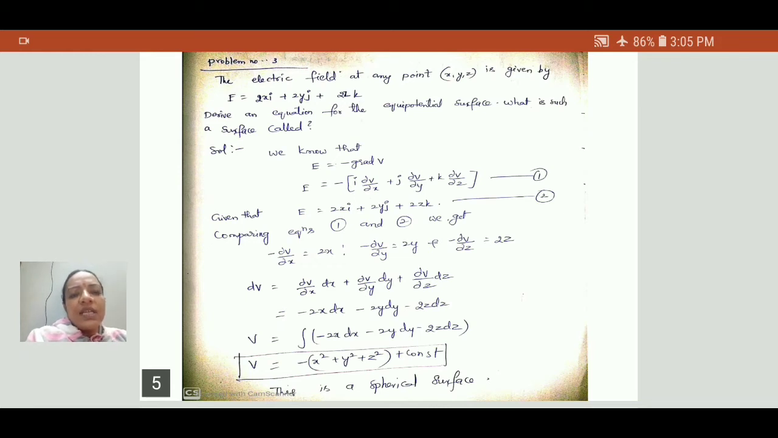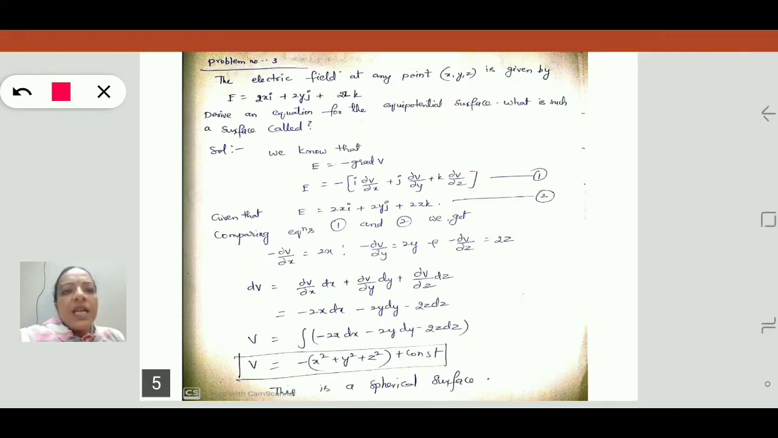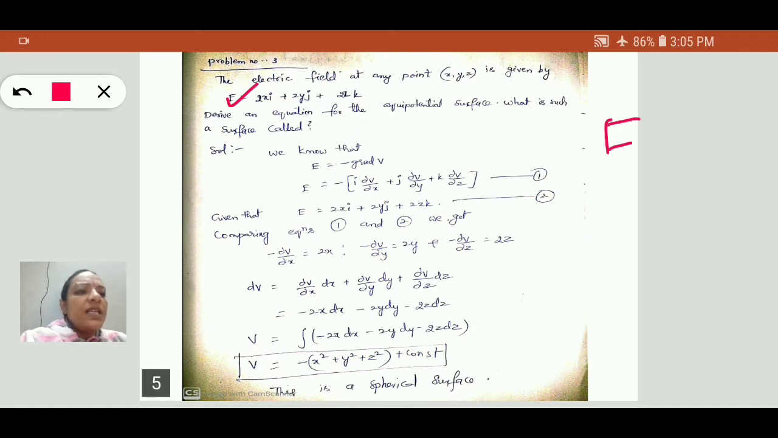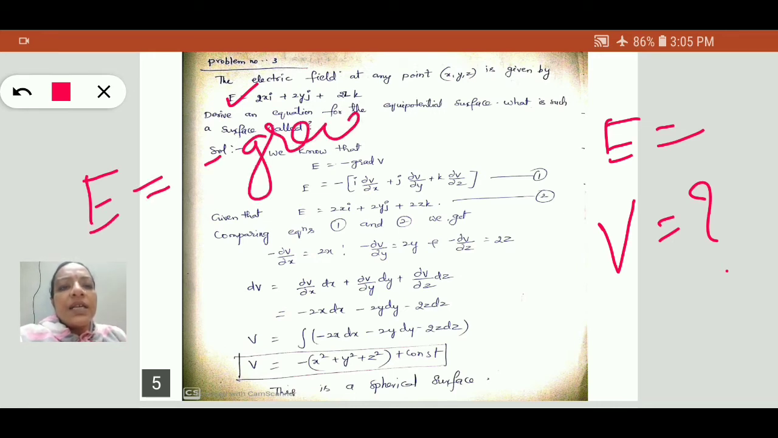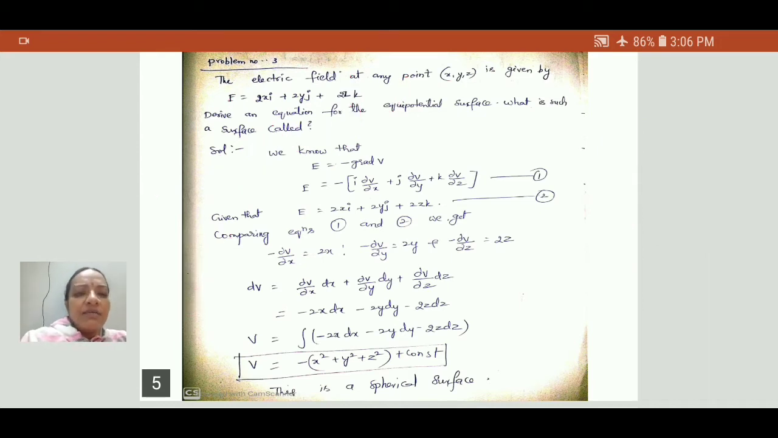So here he is giving the information about the electric field function, and he is asking for the potential function, the potential surface. Already we know that the electric field function can be written as minus gradient of V. So this V can be calculated by integrating this electric field function, and we get the potential function. So let us see how to solve this problem.